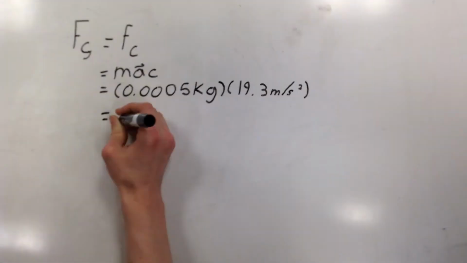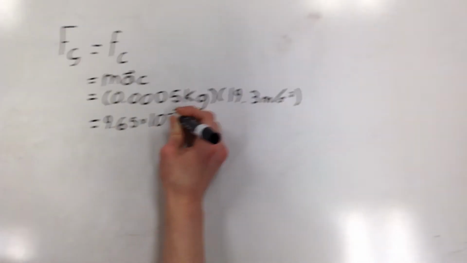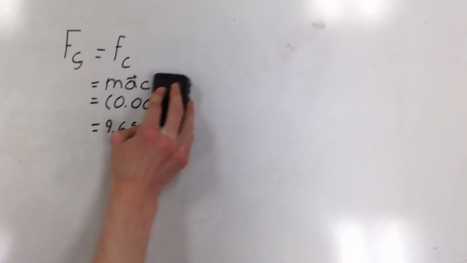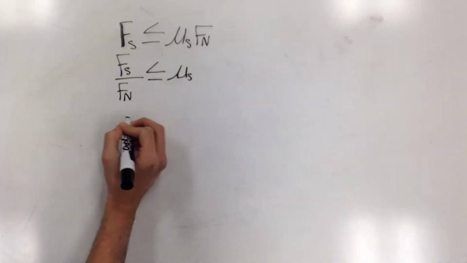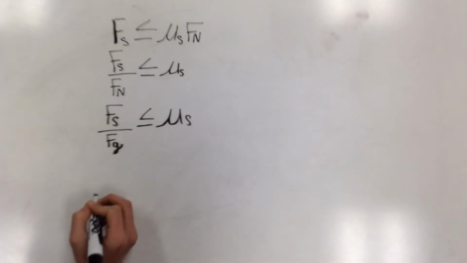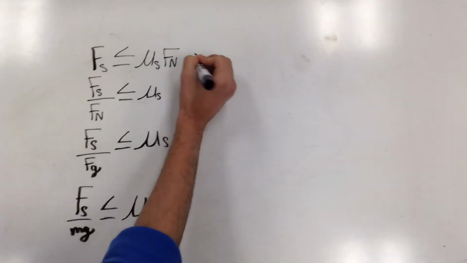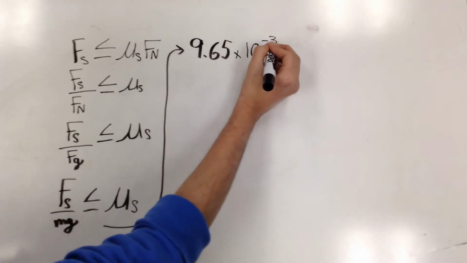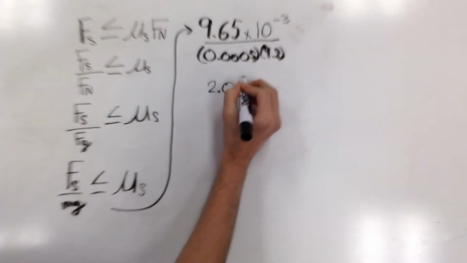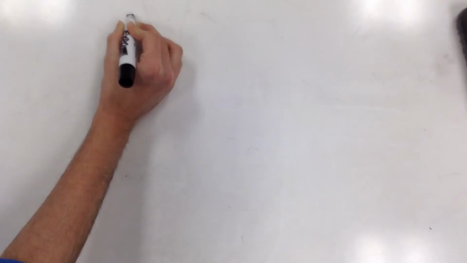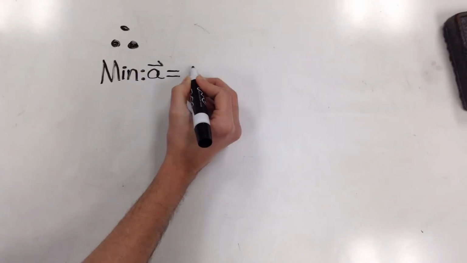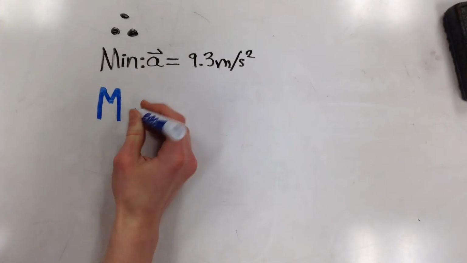This gives us a value of 9.65 × 10⁻³ newtons for the force of static friction. Lastly, we can set the force of static friction equal to or less than the coefficient of static friction times the normal force and isolate for the coefficient of static friction using our previously calculated value for the force of static friction and the force of gravity to find that the coefficient of static friction is equal to 2. Therefore, the minimum acceleration is equal to 19.3 meters per second squared.